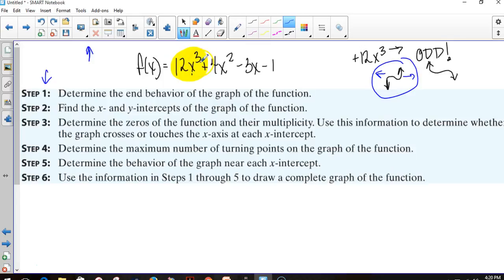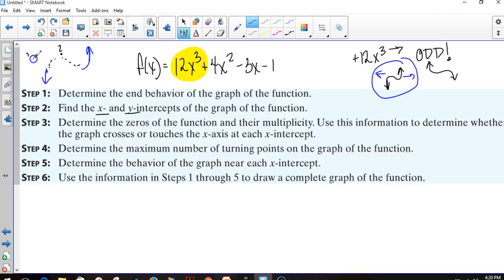I also know that I have a certain number of turning points, right? The number of turning points is always 1 less than the degree. So I'm doing something like this, possibly, but we don't know how high that peak is or how low that valley is. So really at this point, all I know is the ends. I don't really know what's going on in between yet. But I can find some important things like our x and y intercepts. So I'm going to go to step 2.